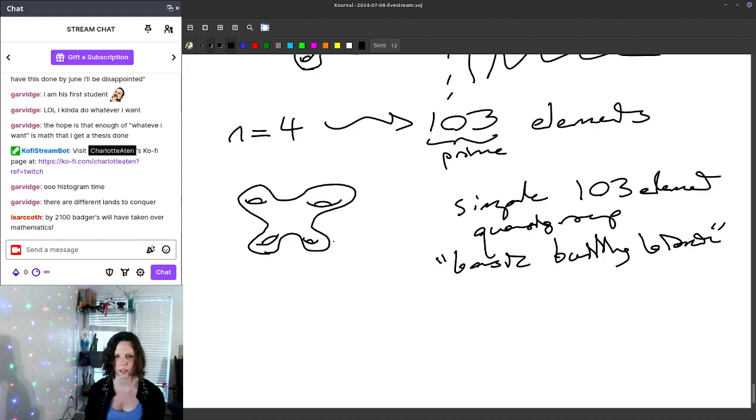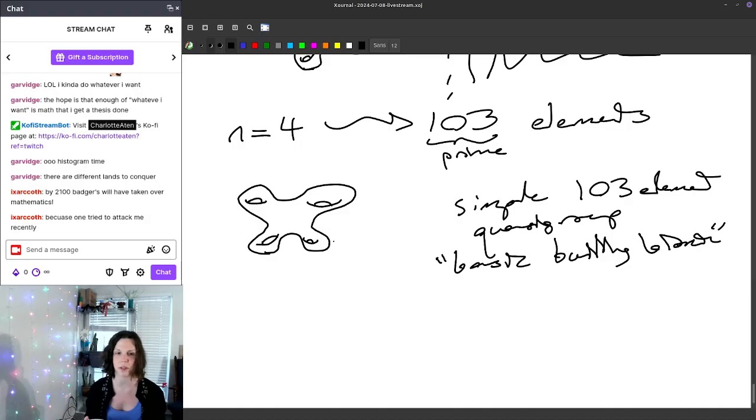Oh, the Badgers will have taken over mathematics. Why Badgers specifically? Well, we'll see if we come up with an answer to that one. But oh, didn't someone use, was it Spivak? Somebody used badgers to, oh, because one attacked you recently.